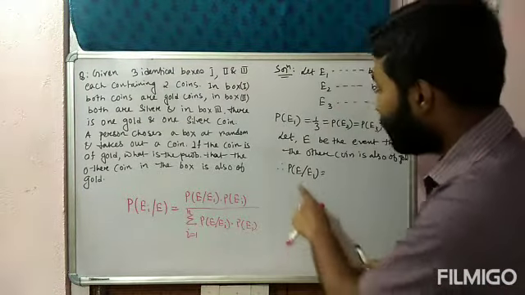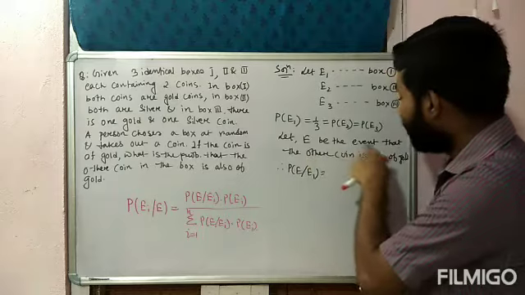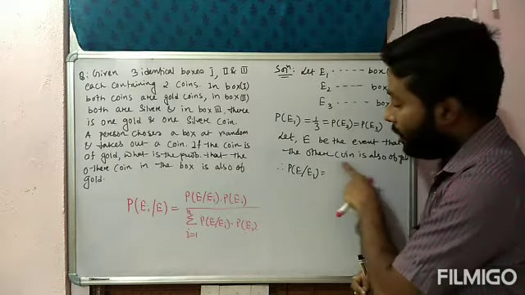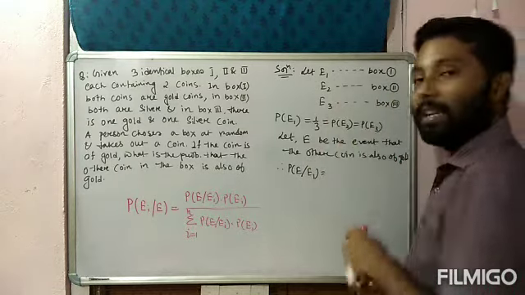Okay, so what is the meaning of E? What did we consider? The other coin in the box is also gold. E1 means box 1.